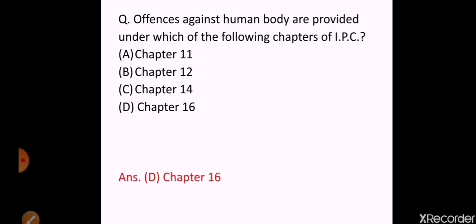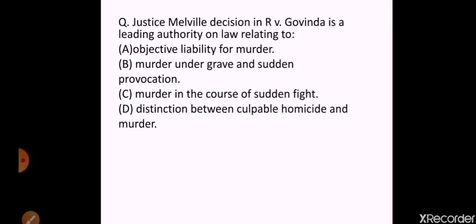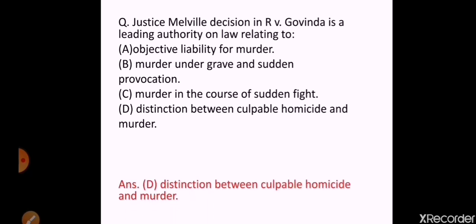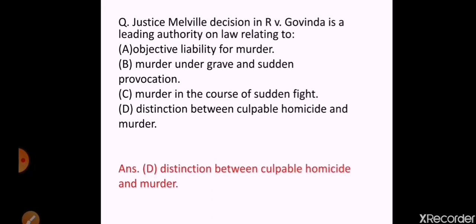The next question is, Justice Melville's decision in R versus Govinda is a leading authority on law relating to: A. Objective liability for murder, B. Murder under grave and sudden provocation, C. Murder in the course of sudden fight, D. Distinction between culpable homicide and murder. So you have to remember the justice name and the case name. The correct answer is option D, the distinction between culpable homicide and murder.